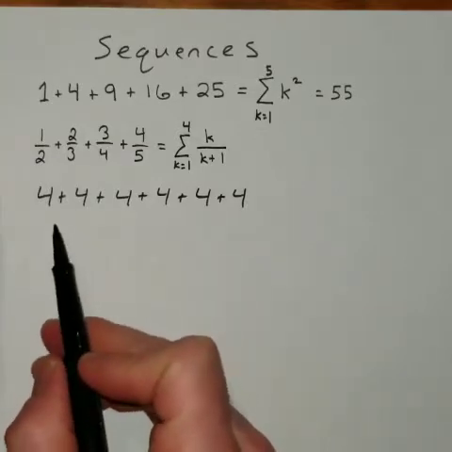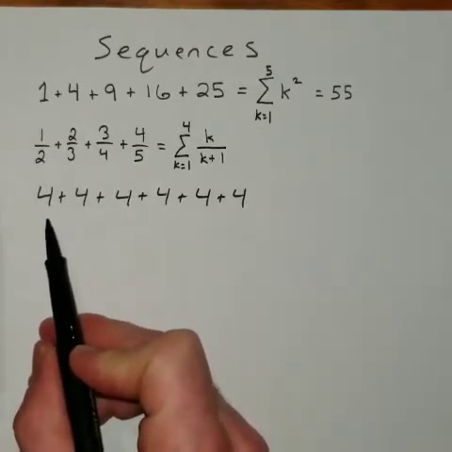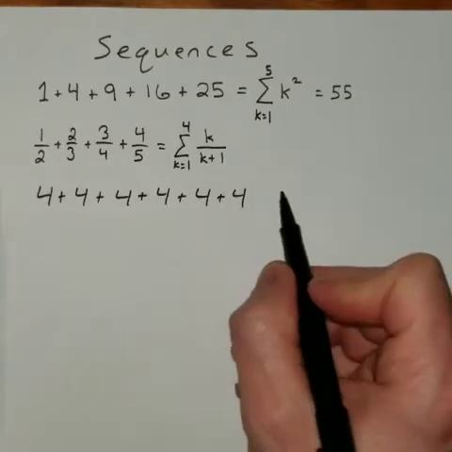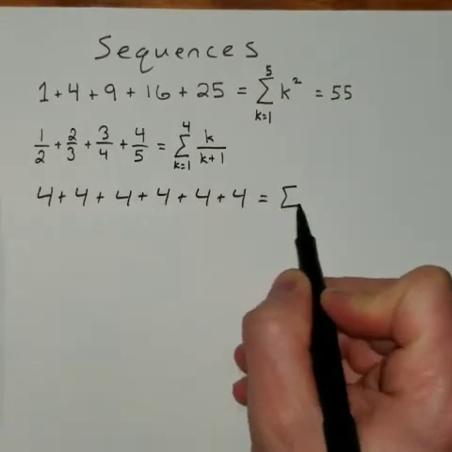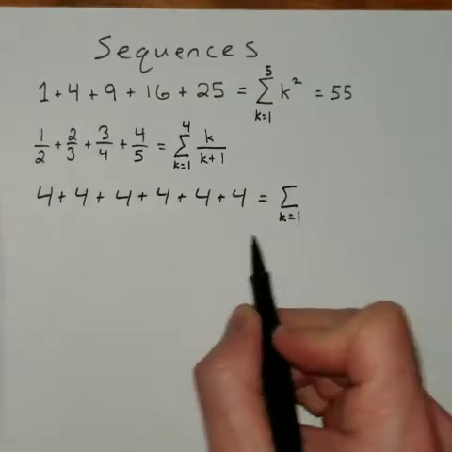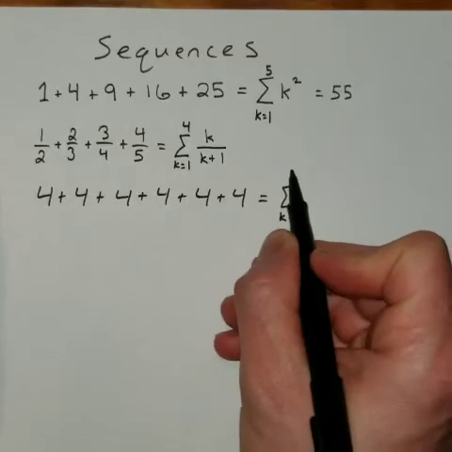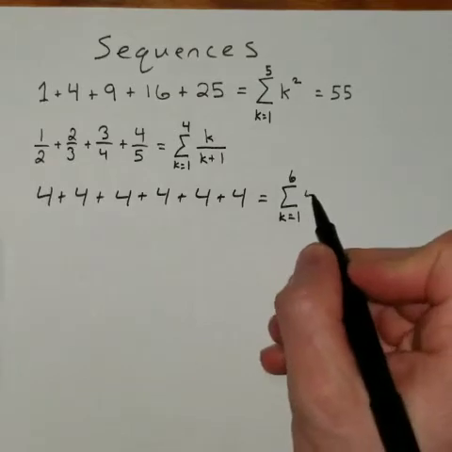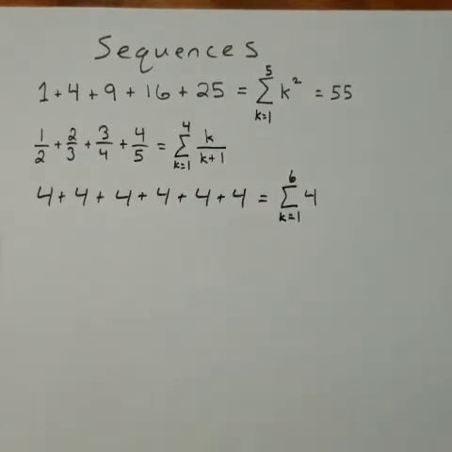In this next one, I have a bunch of fours. It's all the same term. 1, 2, 3, 4, 5, 6 fours. And so in my summation notation, I know the first term is 1. The last term is 6 because there's 6 of them. The thing that we are adding together is just a 4. And so we put the constant right in the sum. Okay.